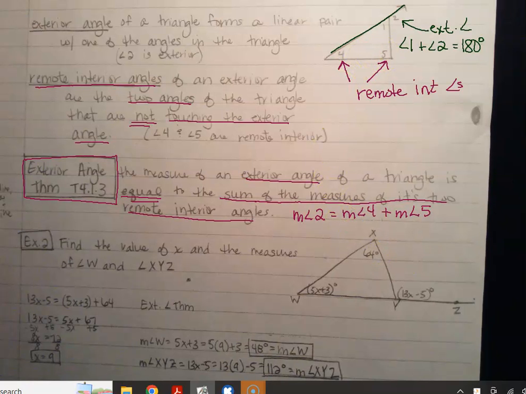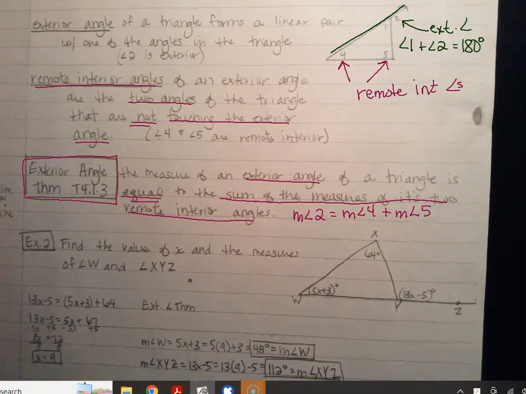All right, so unfortunately I do have to erase my stuff here so I can move on down. I'll leave it. We can get started on it. Example 2 says find the value of x and the measures of angle W, so angle W is here, and angle XYZ. So again, I said we're going to use this exterior angle theorem right here.